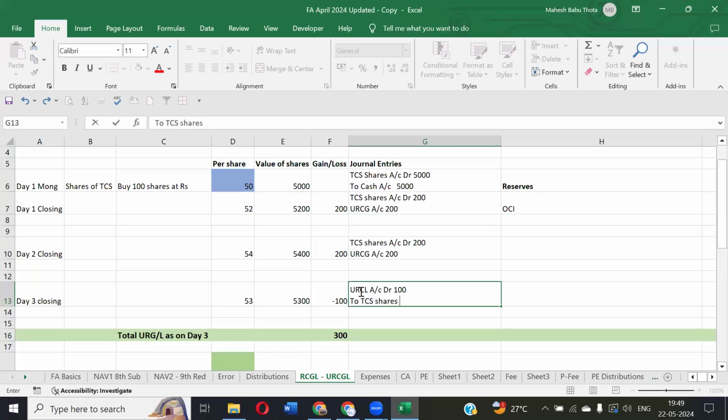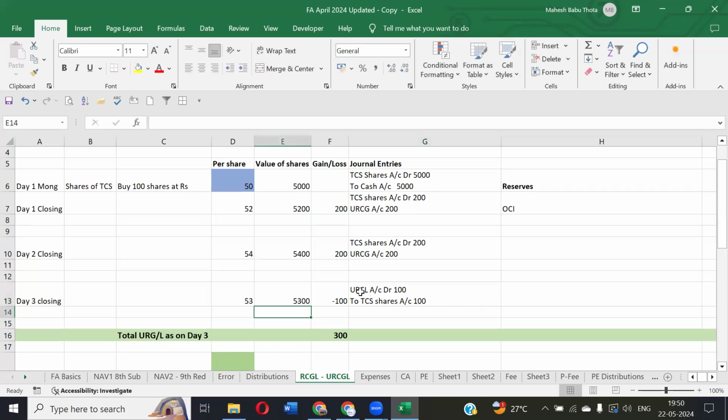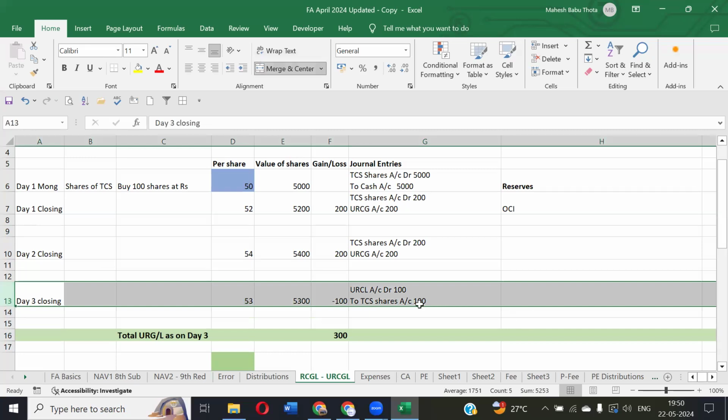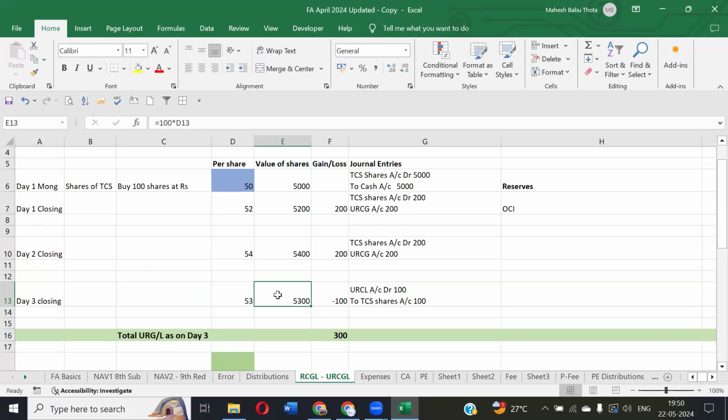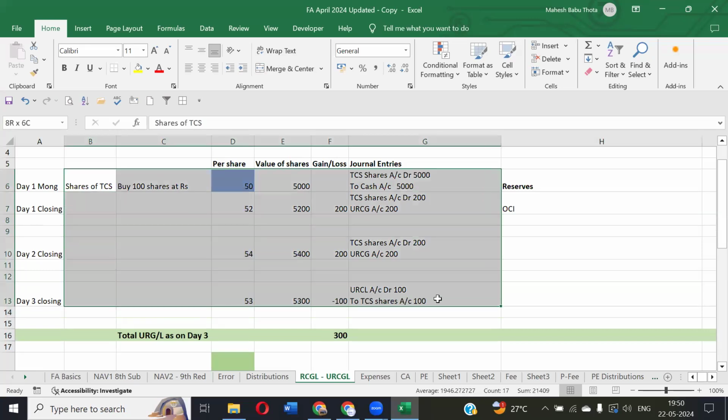Why are we crediting TCS shares? Because already we debited 200. We have to reduce the value of TCS shares by 100 rupees. That's why we credited TCS shares for 100 rupees. Now again TCS shares value came down to 5,300. This is how we have to write general entries for the realized capital gain and unrealized capital gain. Understood, everyone?